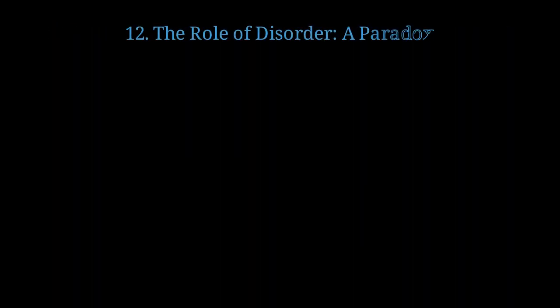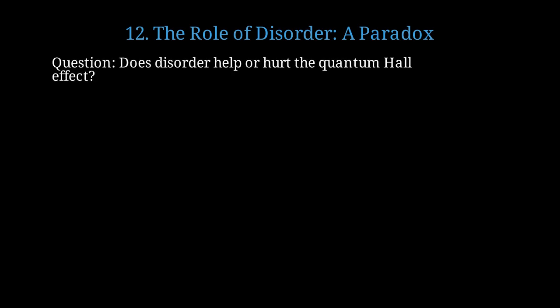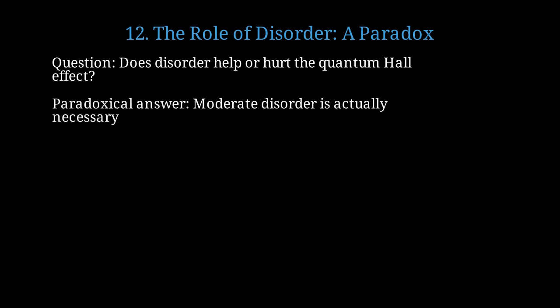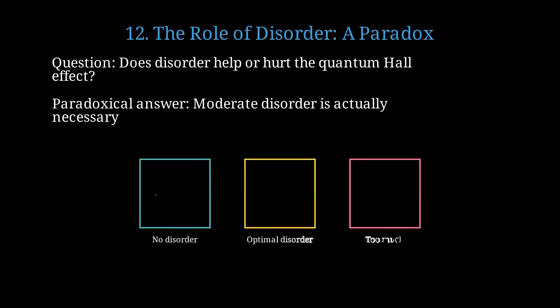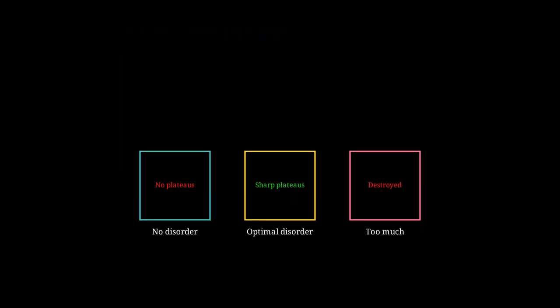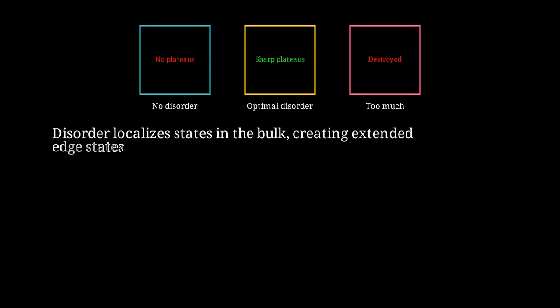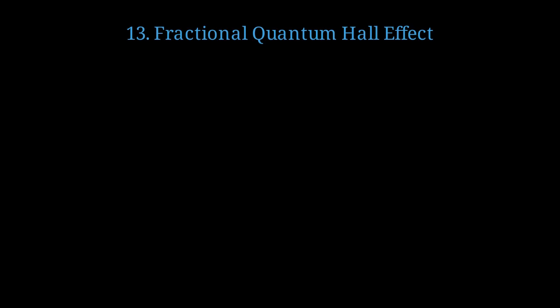One of the most surprising aspects is the role of disorder in the quantum Hall effect. Here's a fascinating question. Does disorder help or hurt the quantum Hall effect? The paradoxical answer is that moderate disorder is actually necessary for observing sharp plateaus. Without disorder, there are no plateaus. With optimal disorder, we get sharp plateaus. With too much disorder, the effect is destroyed. Disorder localizes electron states in the bulk of the sample, which actually enhances the role of the extended edge states that carry current.